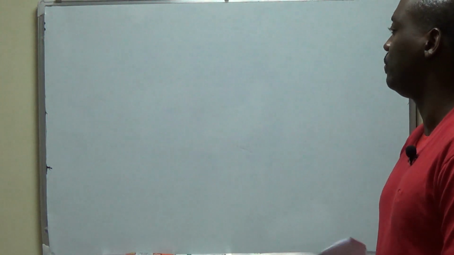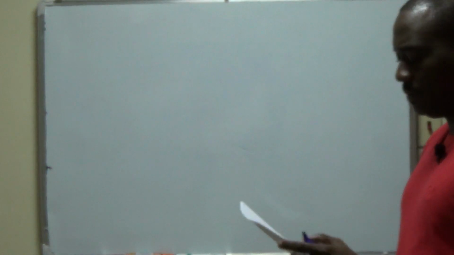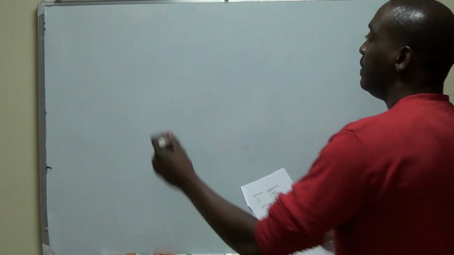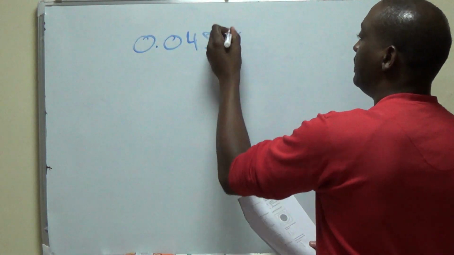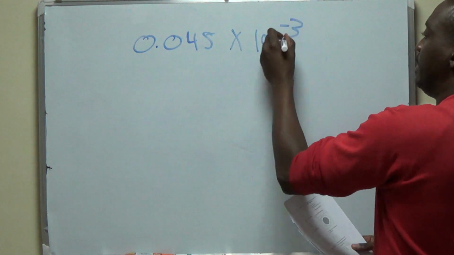0.045 by 10 to the minus 3 in scientific notation is A, B, C, or D? So again, we're working it out as if we were in Paper 2. Alright, so you have 0.045 multiplied by 10 to the minus 3.